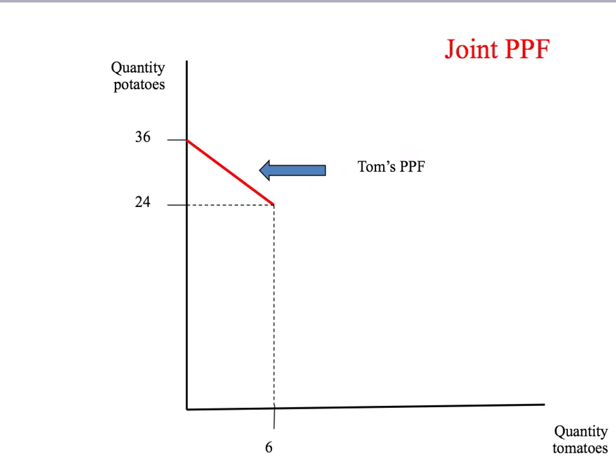It has a slope of -2, representing Tom's opportunity cost of tomatoes in terms of potatoes foregone. As Tom and Becky move along this production possibilities frontier, Tom is producing more and more tomatoes, fewer and fewer potatoes, but Becky is always producing just potatoes.